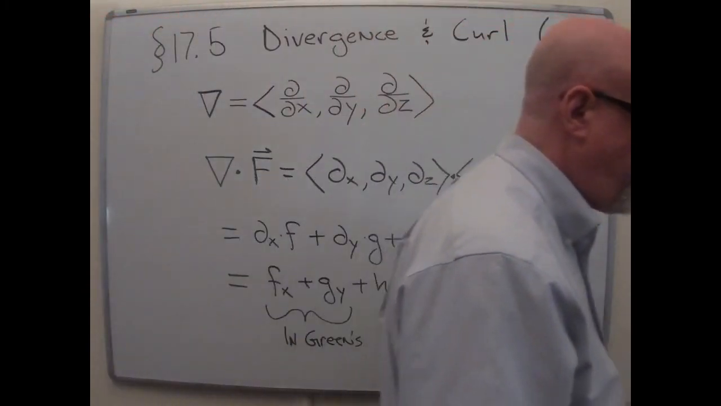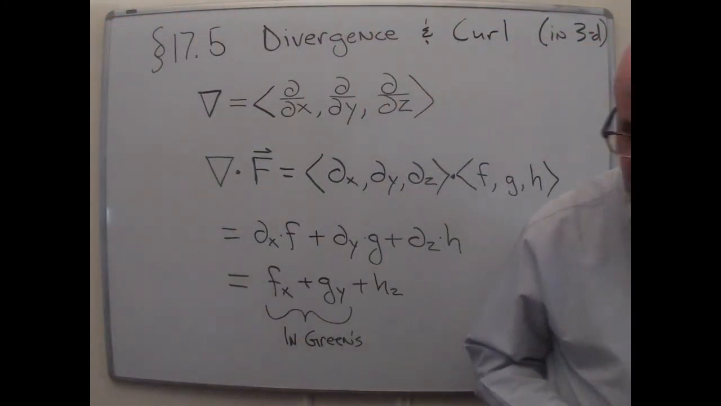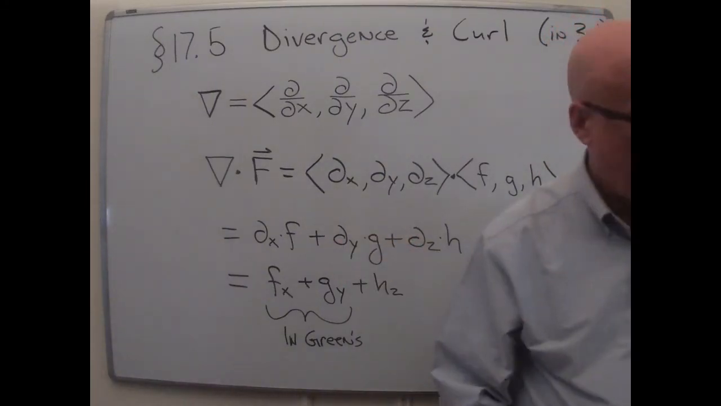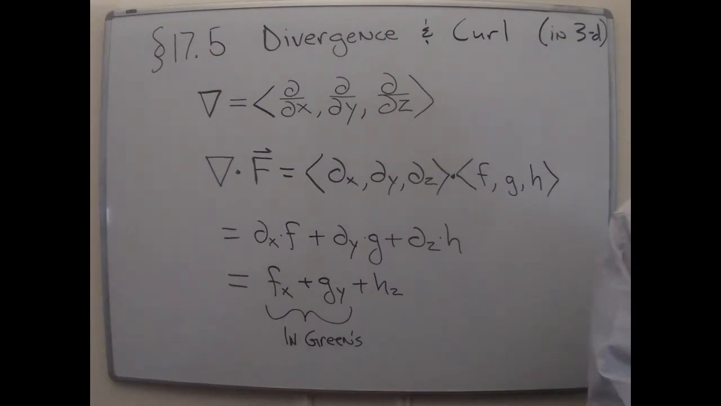All right, well, one more trick to do, which is think about the last remaining vector operation. Can we form a cross product of del with a vector field?